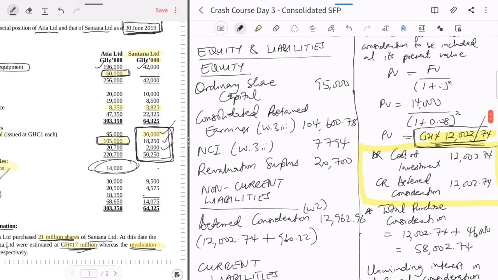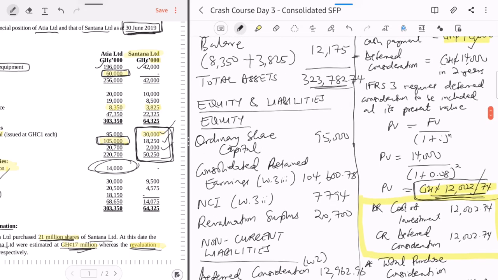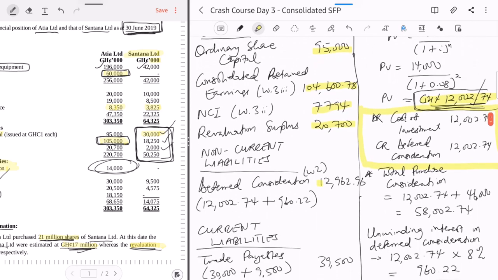And I can now begin to add them up. So let's start from the equity side. With my calculator, I should be expecting to get 323,782.74, that figure up there. So I add 95,000 plus 104,600.78 plus 7,794 plus 20,700 plus what?